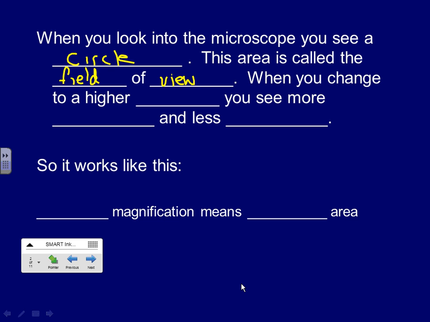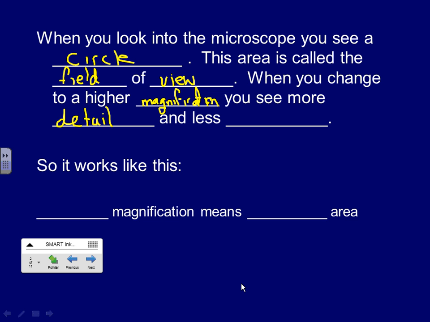Now, let's think about what happens to the size of that field of view as we move to greater magnification. So you guys looked at the E yesterday. You saw the E, and then you went to a higher magnification. When you change to a higher magnification, you see more blank, but less blank. Yep. More detail. Excellent. You can see more detail. Which is good. That's what we want. We want to see the detail.